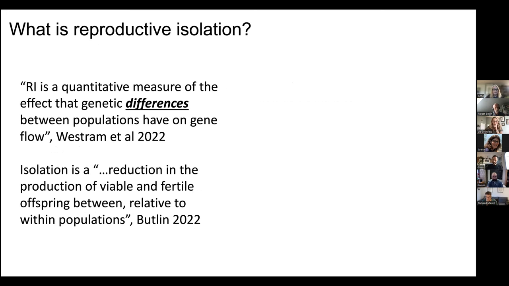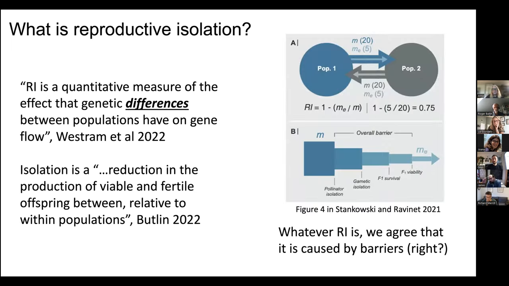So to start, I want to jump into one of the differences I see in definitions in some of these recent reviews that have just come out, and what has been asked: what is reproductive isolation? There are two competing ideas here. Reproductive isolation in the Qvarnström paper recently really focuses on the effect of genetic differences between populations and the effect they have on gene flow. Whereas one of the replies that Roger put together defines isolation as a reduction in the production of viable and fertile offspring without referring to differences between taxa. I'd like to explore that a little bit because I think it's an important difference.